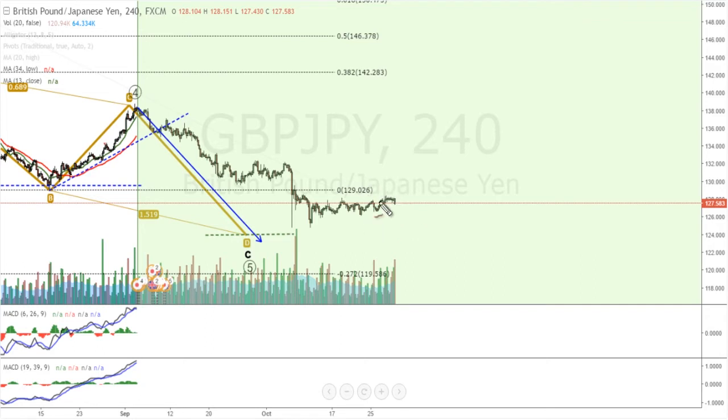This looks like it could be a wave 4 of C. So 1, 2, 3, 4, 5. So I'll get my target hit in the next couple of weeks, I think.